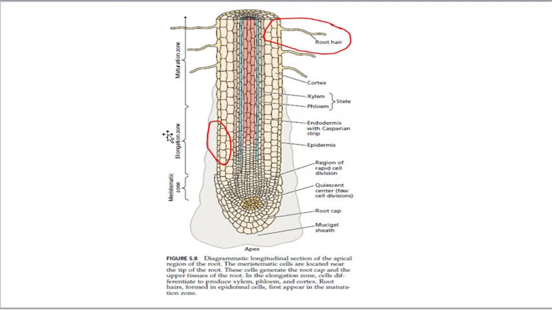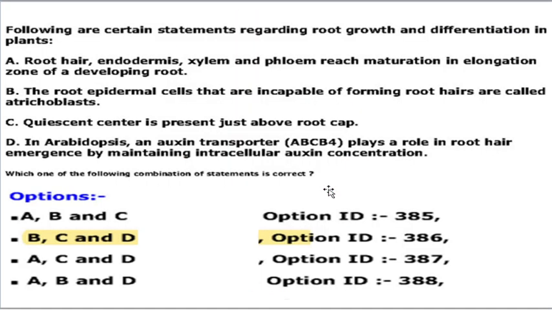If you remember this particular structure, I have taken it from the Price book, friends. Root hair, and above that you can see the quiescent center. This quiescent center is present in the root only, and it has low mitotic activity and rarely divides.